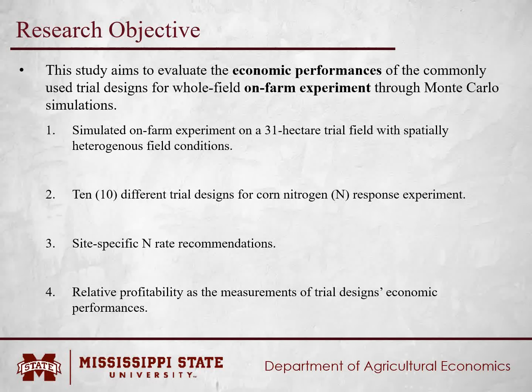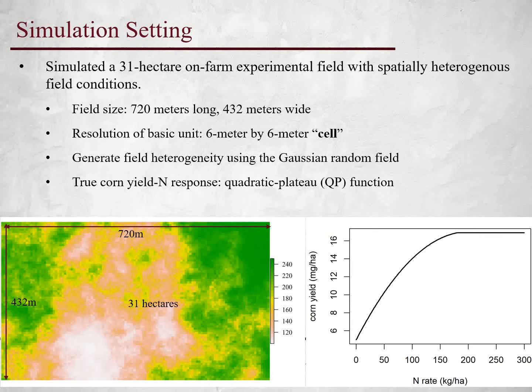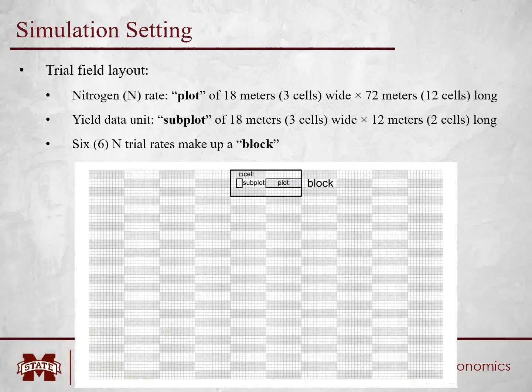Monte Carlo simulations. We simulate a 31-hectare on-farm experimental field with spatially heterogeneous field conditions and assume the yield response follows a quadratic plateau function. We set different size units for yield and nitrogen data and assume 6 nitrogen trial rates in the experiment.